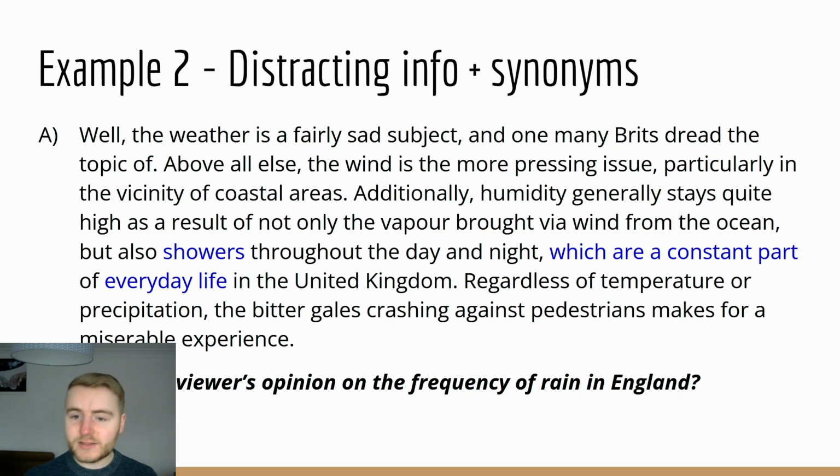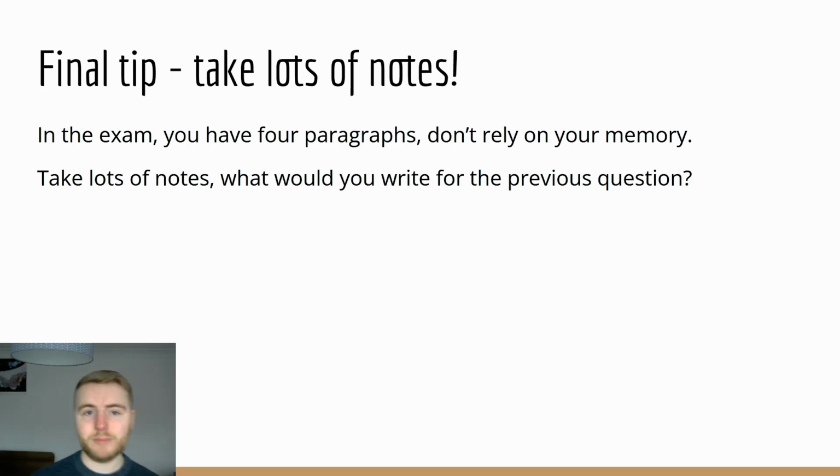So in the exam, we highlight keywords in the question, we think about possible synonyms, and we scan the text. You don't want to be distracted by all this other information. It's going to take you a long time to read all of the text. We don't have a lot of time in the exam, so we only want to actually read the things that are connected to the question. Final tip, take lots of notes. In the real exam, you have 4 paragraphs to be reading, so don't rely on your memory.